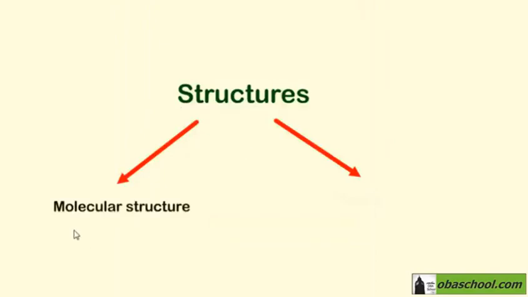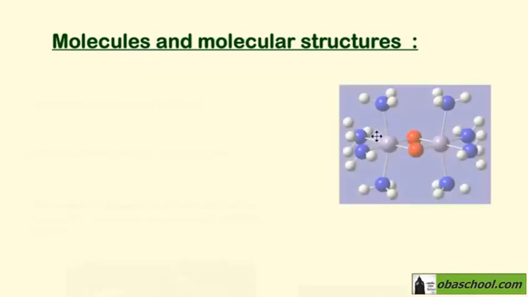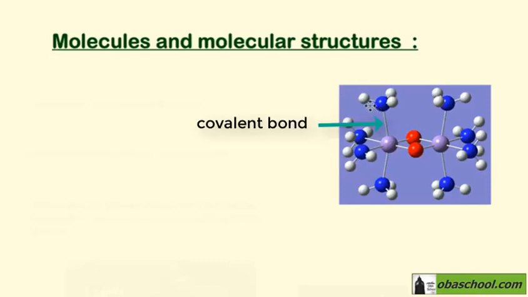So structures are two kinds: the molecular structure, and the second kind is the giant structure. The first type is molecular structure. From its name, it's made up of molecules. Consider this figure. This is a molecule. The colored spheres are atoms, and they are bonded together. The white links between the atoms are those bonds. They are covalent bonds. So when atoms are held together by a covalent bond, we call the structure a molecule.